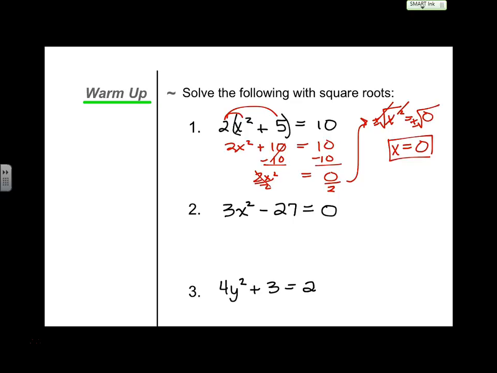Cool. Jen, the x, can you plug it in to check? You can always plug in to check. Ian and Diego, we need to be quiet now. Plugging in 0. 0 squared is 0 plus 5 is 5. 5 times 2 is 10.